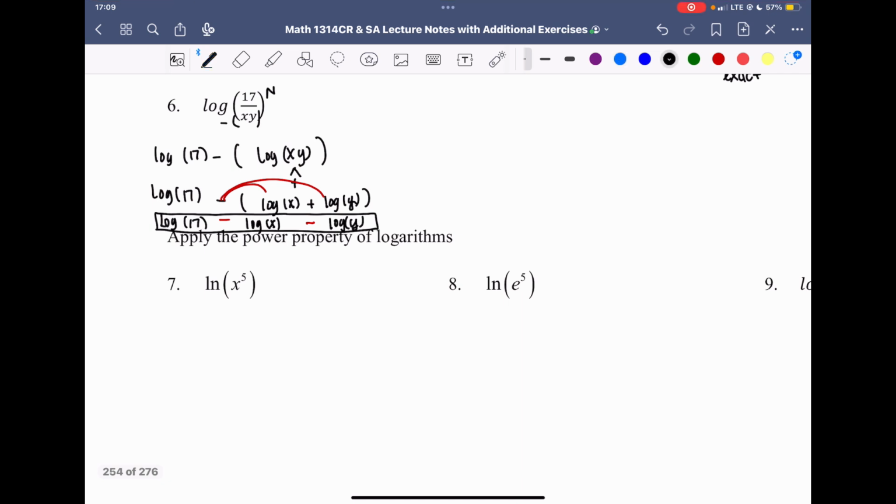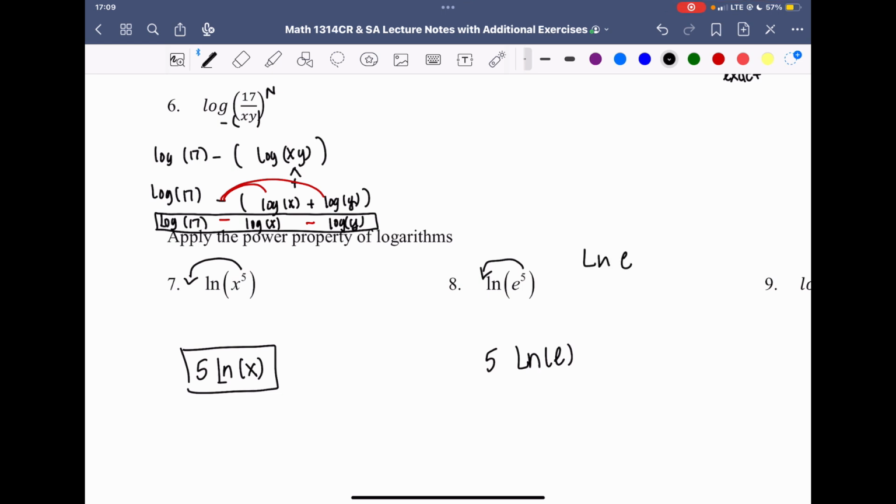Okay, so for here, our answer is going to be 5 goes out in front, so it's 5 ln of x. That's an L. So it's 5 and e. Please recall that the ln of e is equivalent to 1, so it's 5 times 1 equals 5.